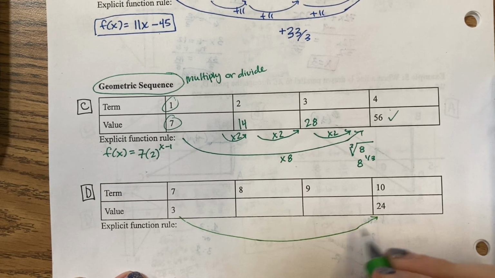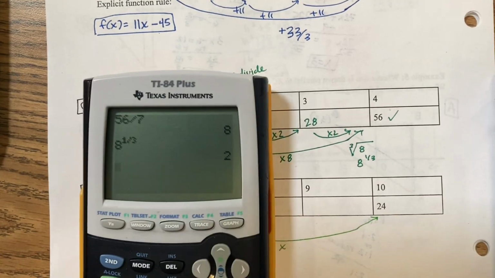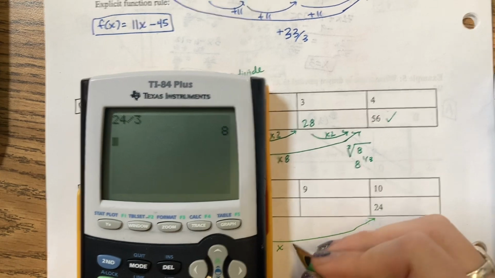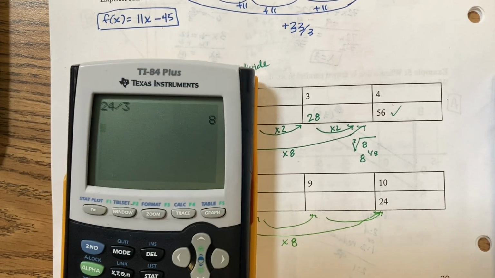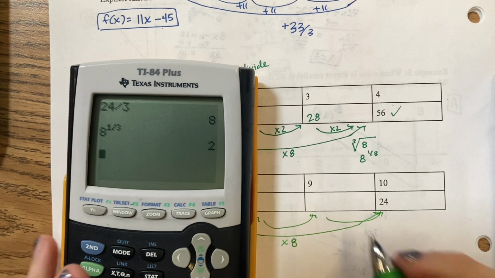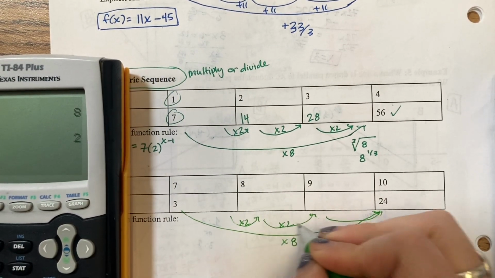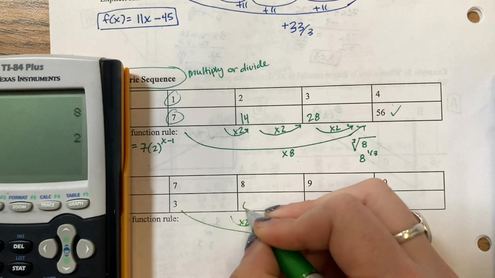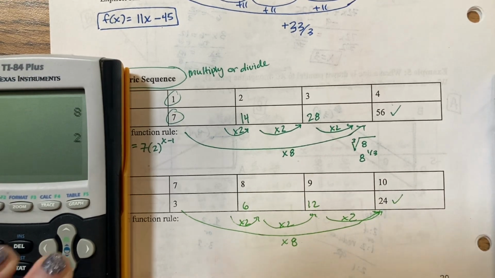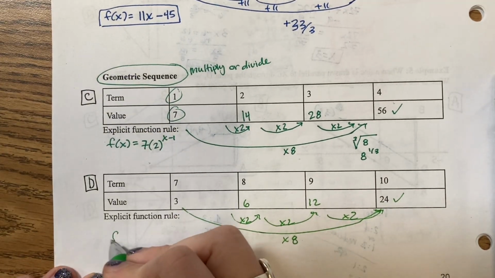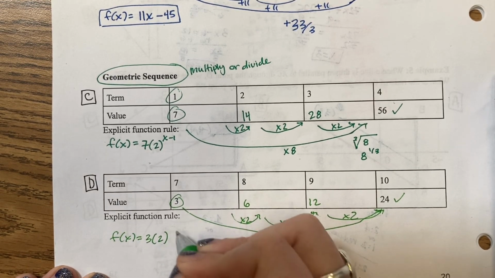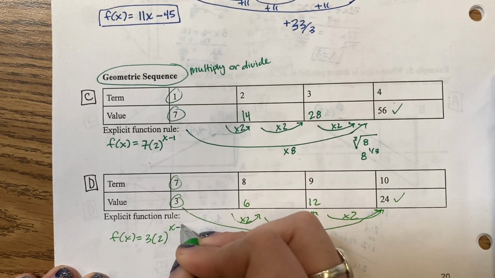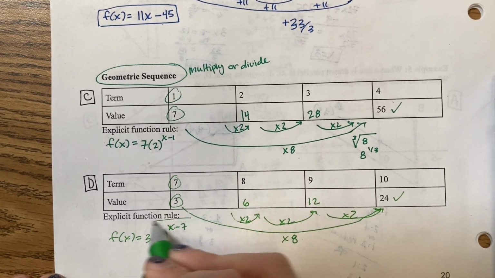3 to 24. 24 divided by 3 is 8. Split it into 3 equal parts. 8 to the power of 1/3. Timesing by 2 every step. 24. So I would write f of x equals 3 times 2 to the power of x minus 7. We're starting with the 7th term.